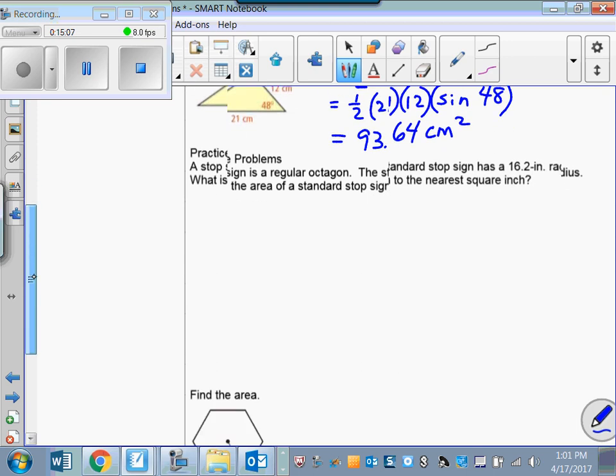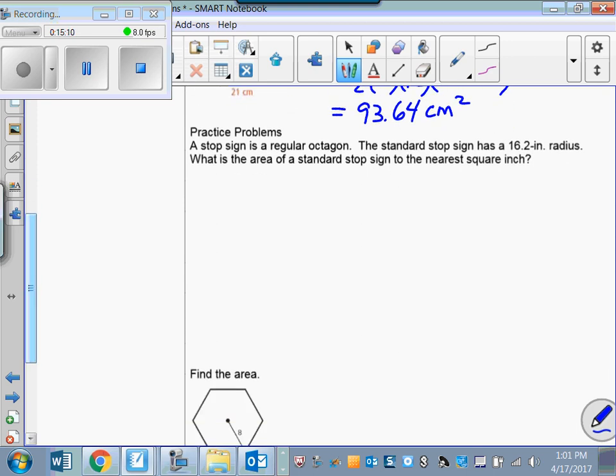Okay, here are your practice problems. I'm going to take a look and see how many I want to do with you. I'll do this stop sign problem here with you, and then after we go through that, you can pause and take a shot at the rest of them. Okay, so we've got a stop sign. We know it's a regular octagon. So, you know what? I'm not going to make an attempt at drawing a regular octagon. I'm just going to go ahead and draw my little right triangle like I like to do.